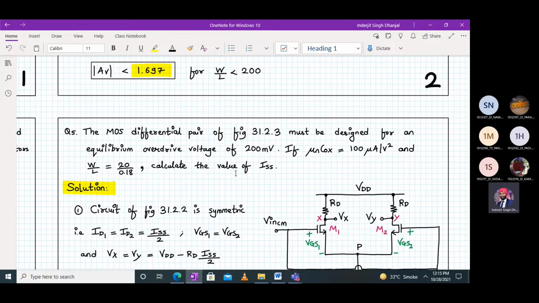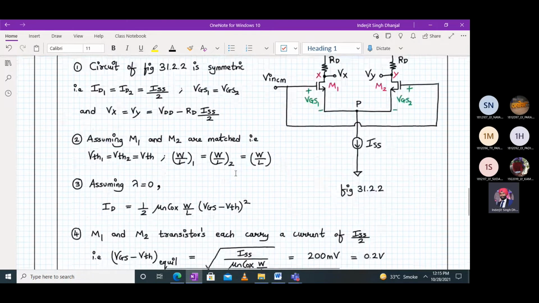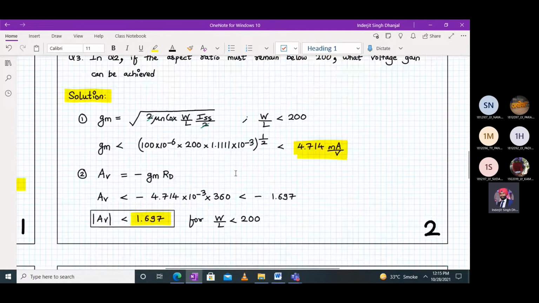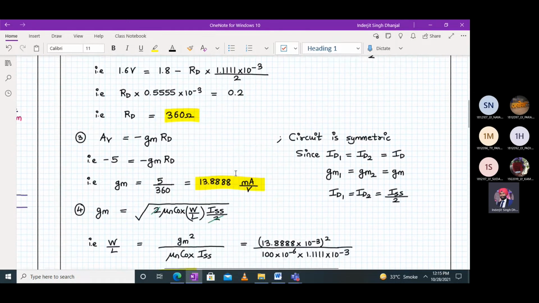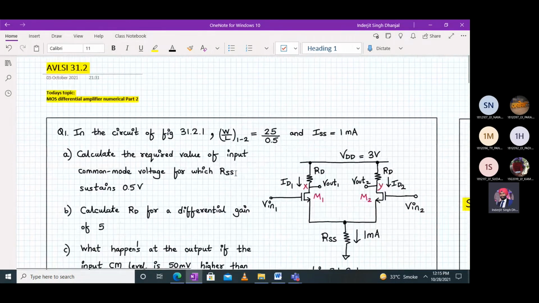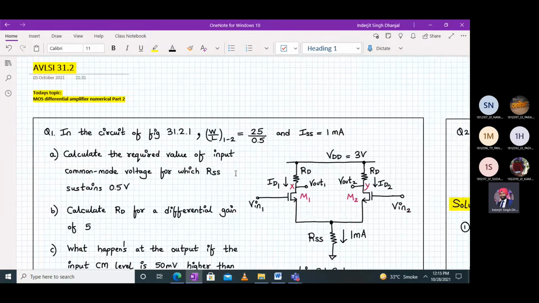So here we have to calculate the value of ISS, right? So all these four remaining numericals we will cover in the next class, or I'll be sharing with you the recorded link. Is that fine? You all can watch it and do the steps on your own in your books. Is that fine? So I'll stop over here in question number 1 of AVLSI lecture number 31 part 2. I'll stop the recording now.